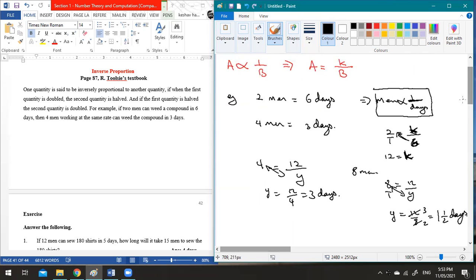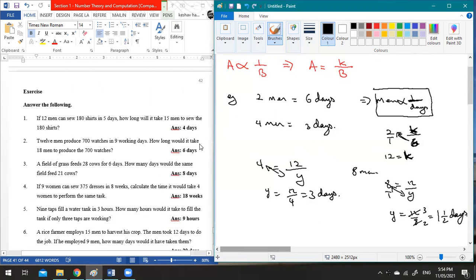So that's how you work it out. In order to find the scale factor, we have to know how to set it up. So if it is inversely proportional like this, we say A is equal to K over B and find the scale factor.